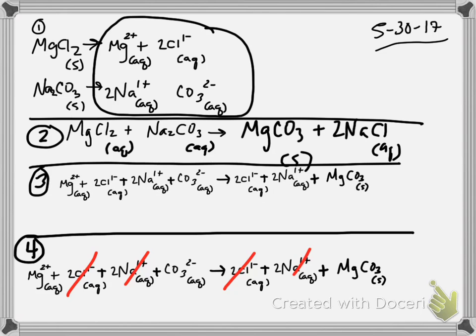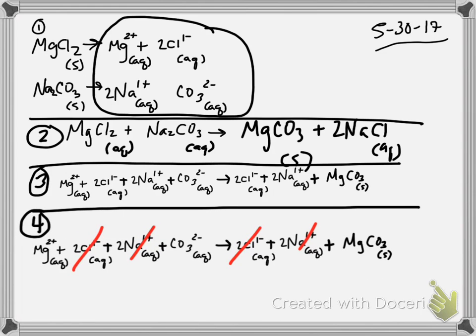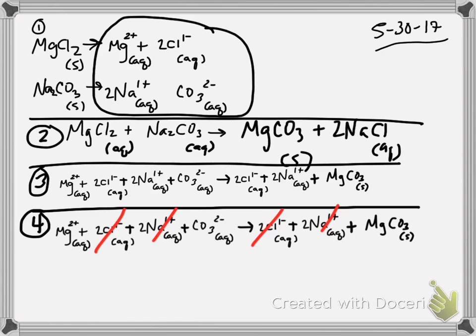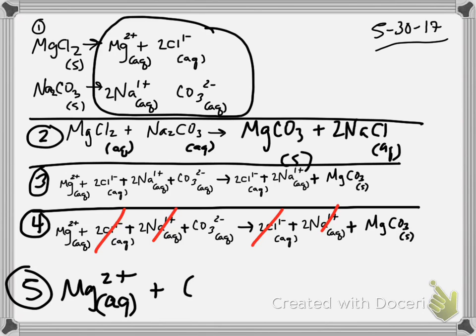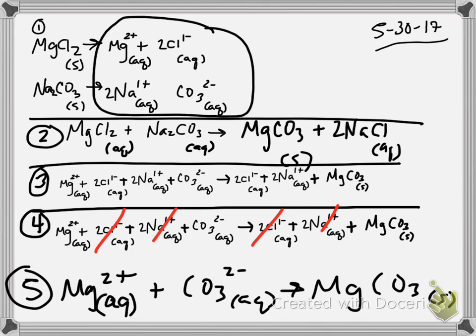So I'm going to move all of this up. And now step 5 is rewriting what's called my net ionic equation. So the net ionic equation is what's left after you've crossed out the spectators. Mg 2 plus aqueous plus CO3 2 minus aqueous yields MgCO3 as a solid. That's my overall ionic equation.